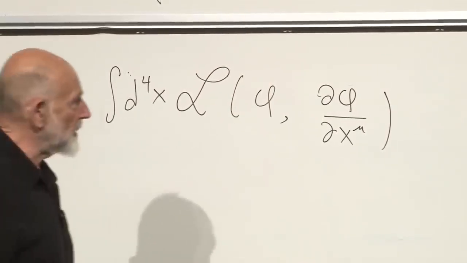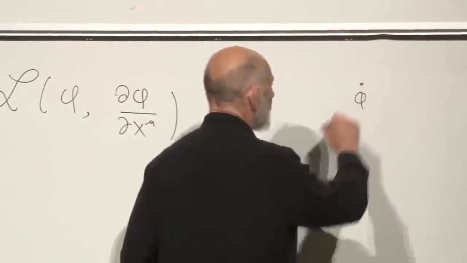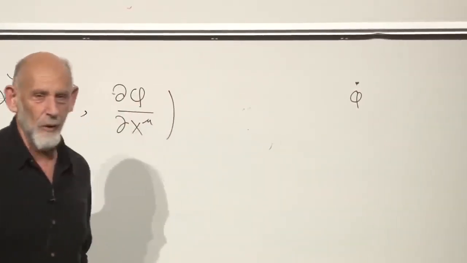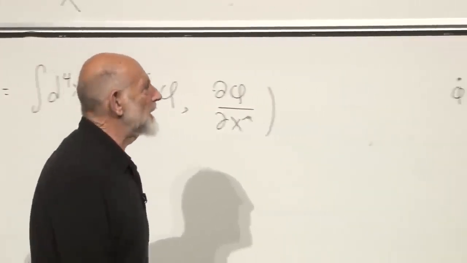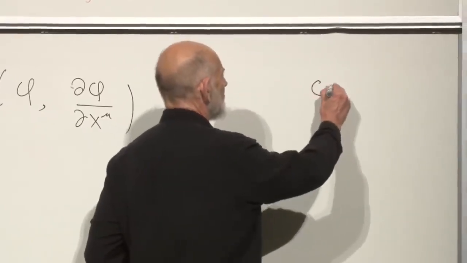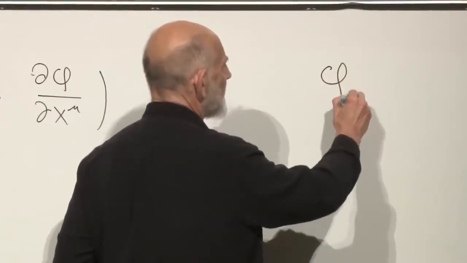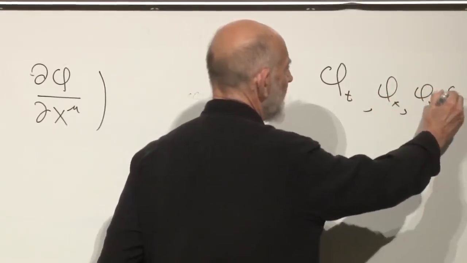We could even condense the notation a little bit more. For time derivative, we would use phi dot. What would we use then for space derivatives? Well, the nice condensed notation is not to use this. The nice condensed notation is to write phi sub t, phi sub x, phi sub y, phi sub z.